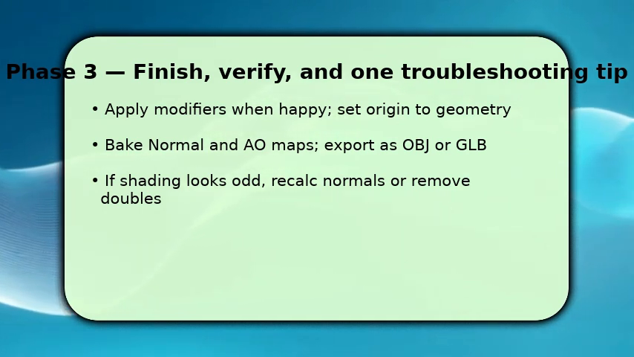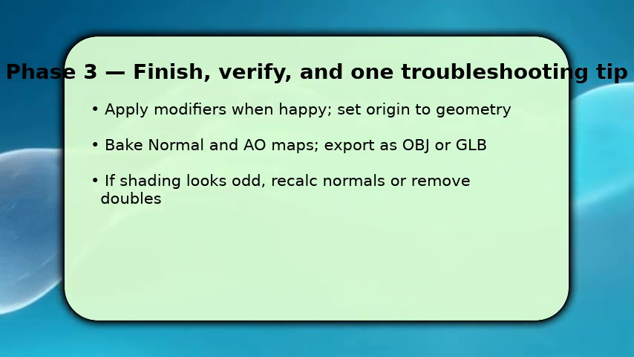If things go wrong, first check face normals and remove duplicate vertices. Recalculating normals, Shift-N, and running merge.